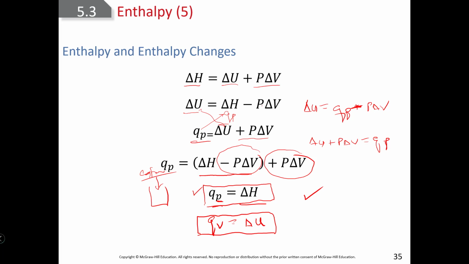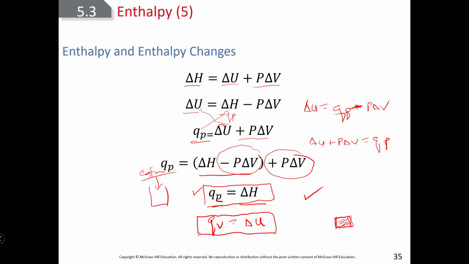We generally don't work with constant volume because it can be dangerous. If you've got a fixed container and you heat this up, eventually it's going to rupture the boundary. It's going to rupture the container and you have an explosion. So we'll talk about this in another slide here.